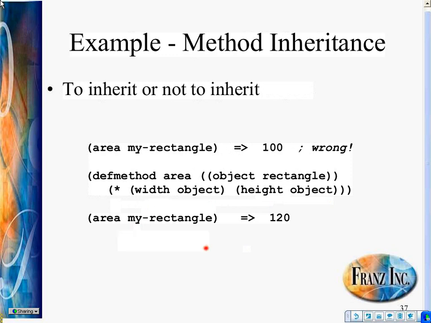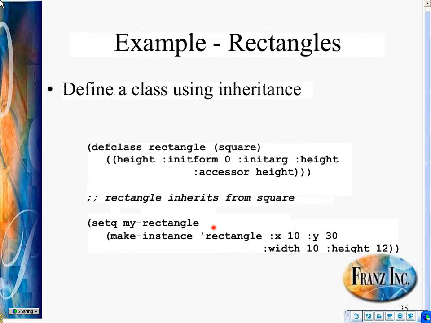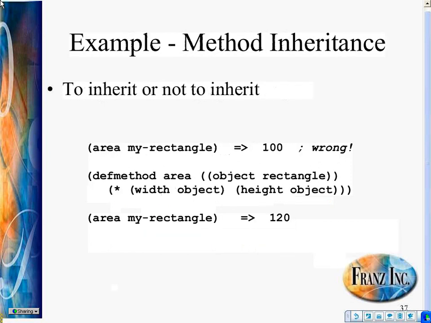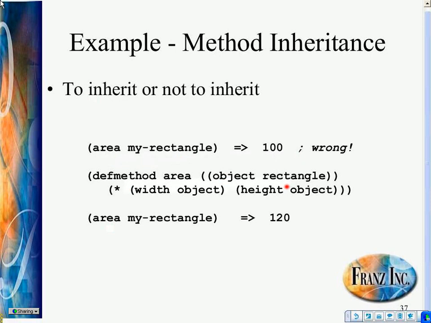But the area of my-rectangle, let's see, do we define a my-rectangle? Yeah, there we go. My-rectangle has a width of 10 and a height of 12. And if we now apply area to my-rectangle, we get 100, which is wrong. It just squared the width. But rectangles also have heights, and their area is, of course, height times width. So we have to define a method specific to rectangles, and we multiply the width by the height, and now we get the correct answer.